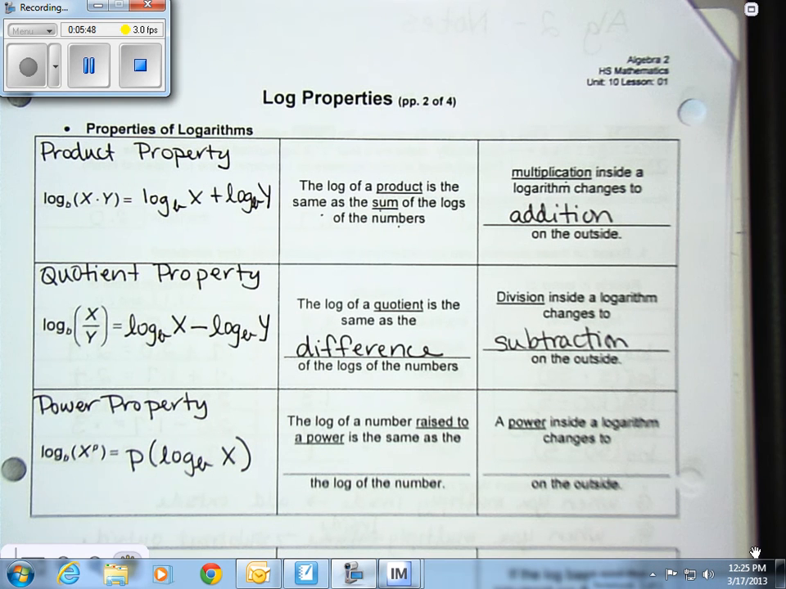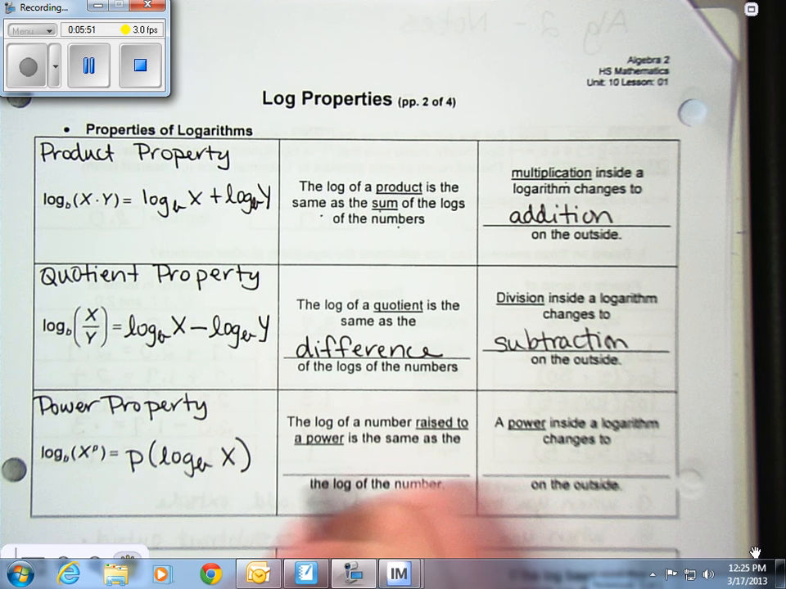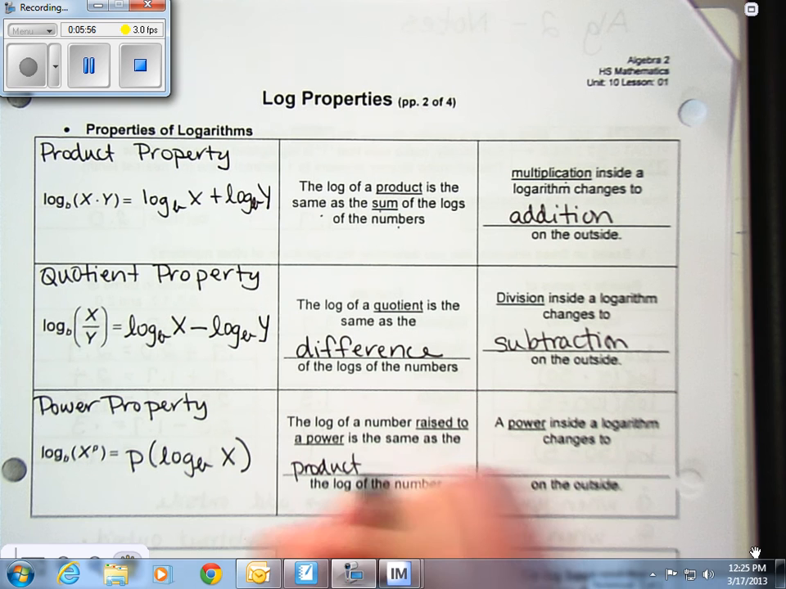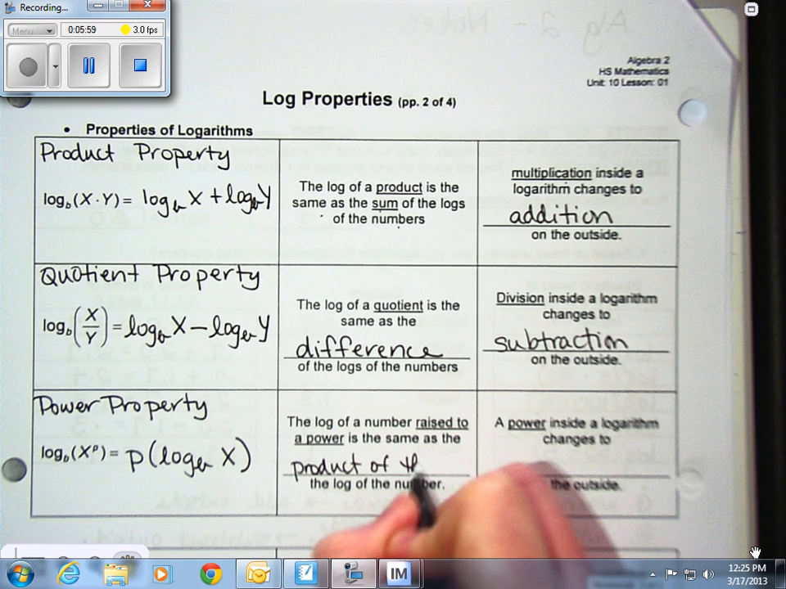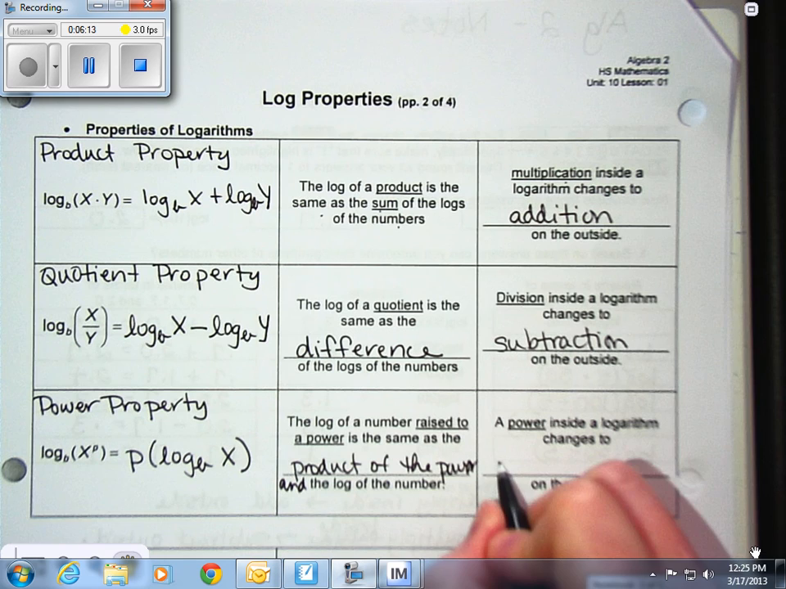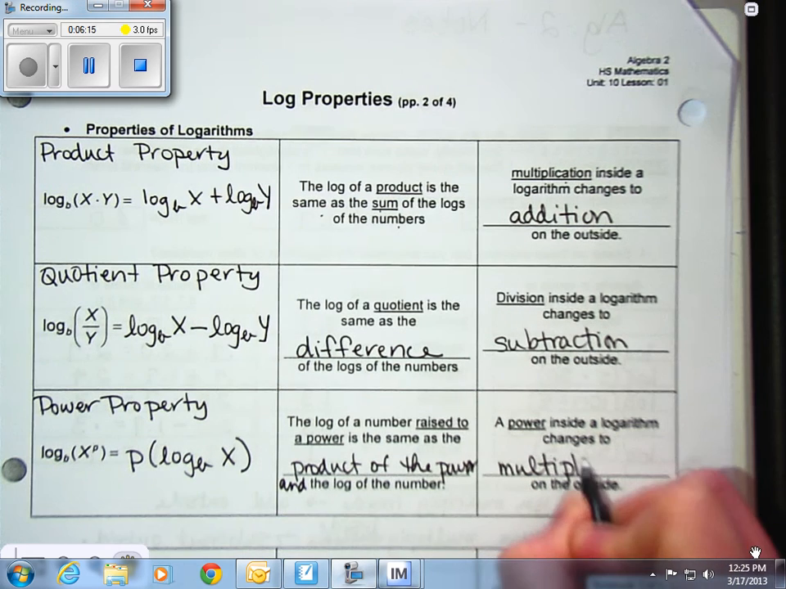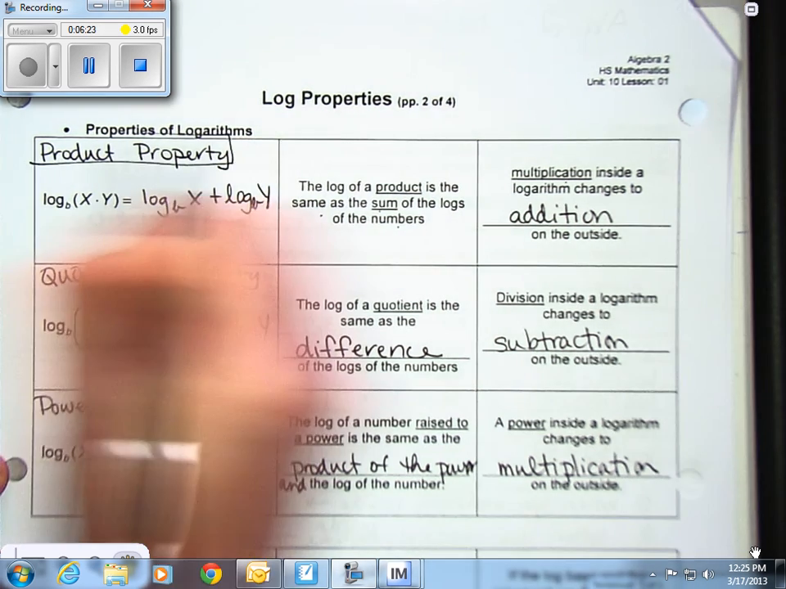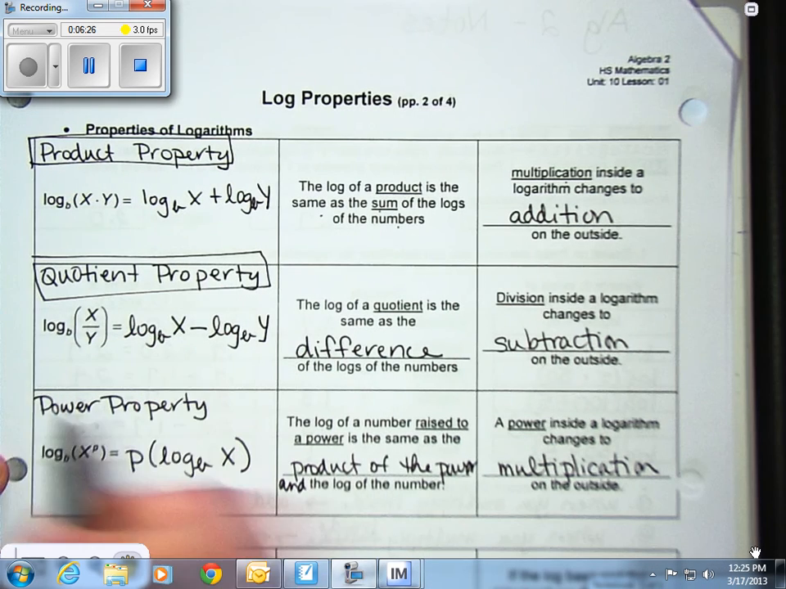So the log of a number raised to a power is the same as the product of the power and the log of the number. It's the same as the power times the log of the number. So a power inside a logarithm changes to multiplication on the outside.